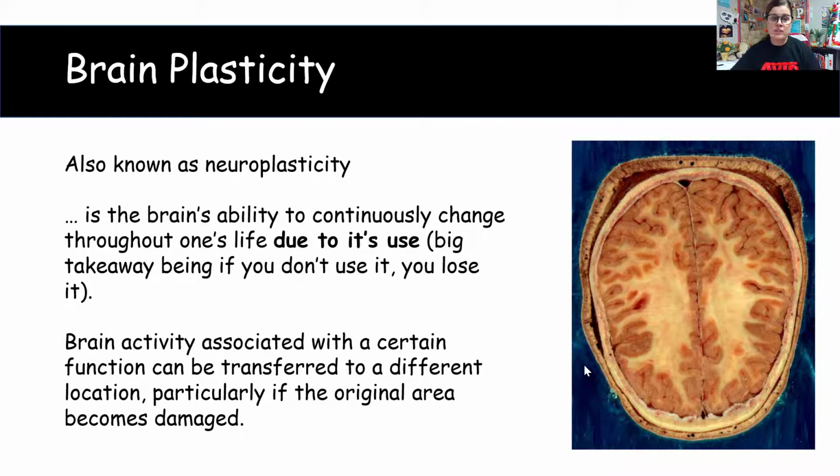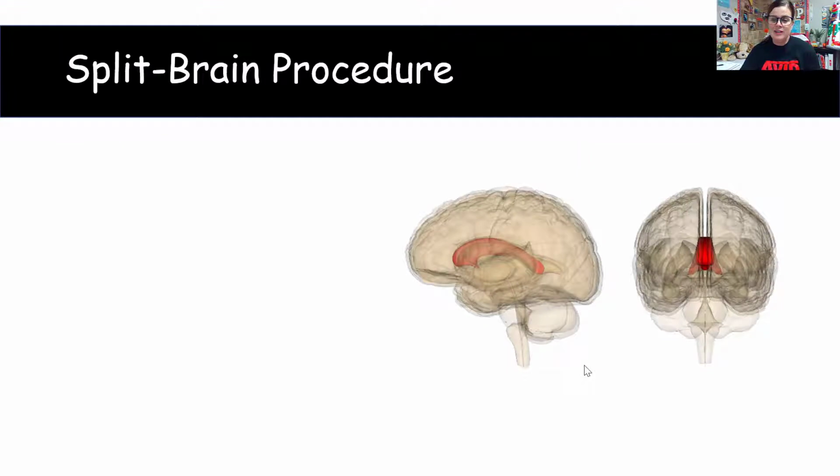So brain activity associated with a certain function can be transferred to a different location, particularly if the original area becomes damaged. That damage could be a result of a traumatic injury. It could be the result of an illness, cancer, stroke. It could also be a result of an actual surgery that's done to help relieve things like seizures. So this is where we are about to go.